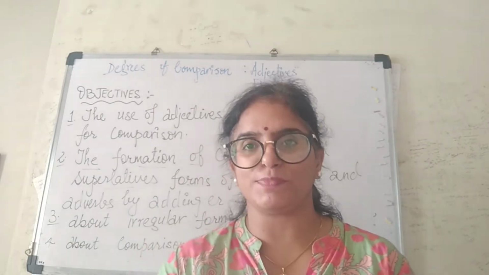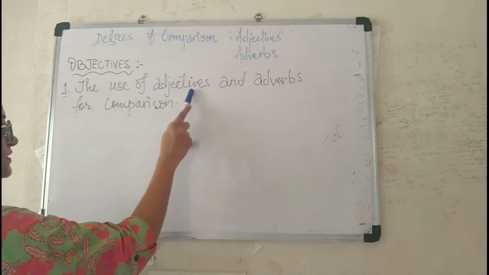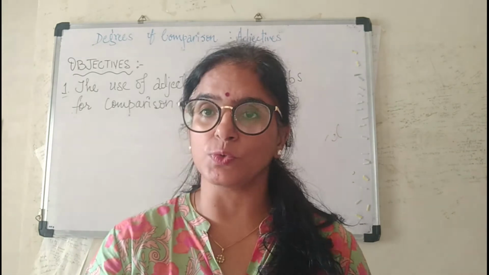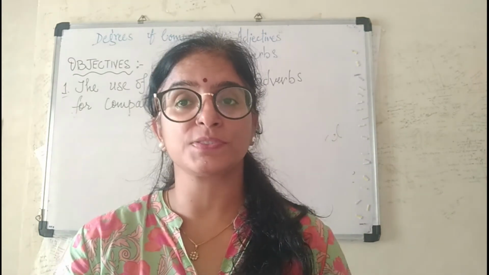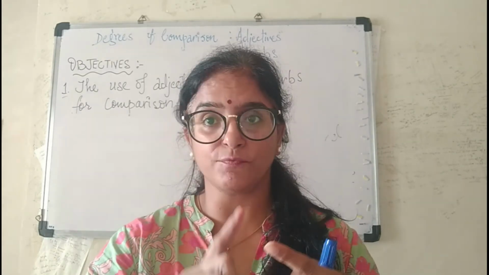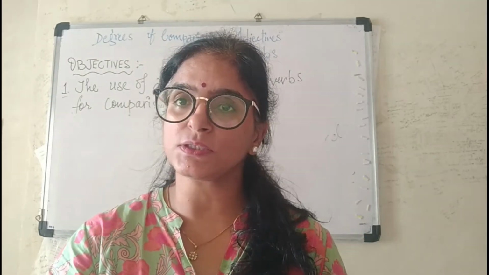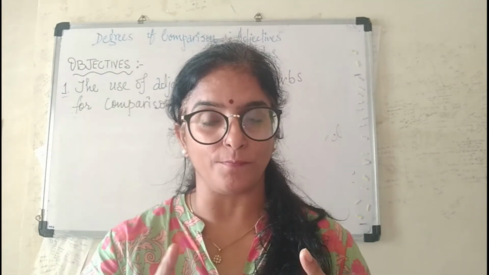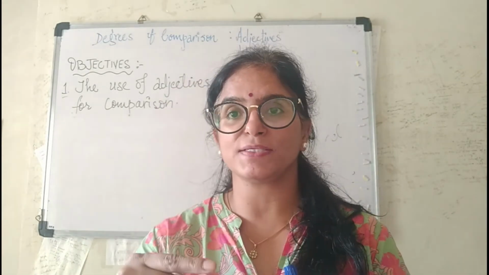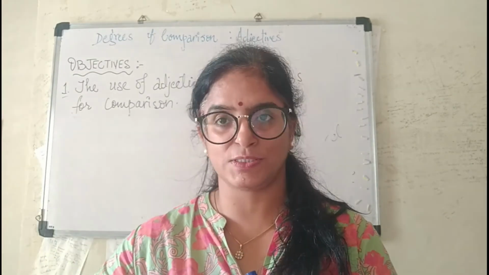Let's start one by one. So our first objective is the use of adjectives and adverbs for comparison. Yes, you all must know that adjectives and adverbs can have 3 forms. The first form is the base form, the second form is the comparative form, and the third form is the superlative form. And all these adjectives indicate the comparison of quality and quantity of different nouns.